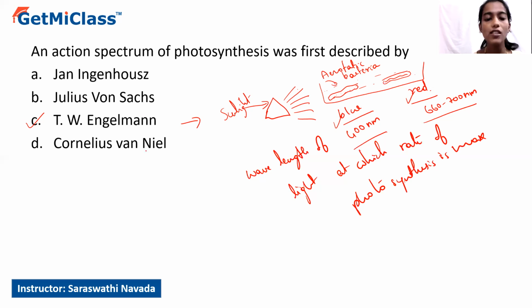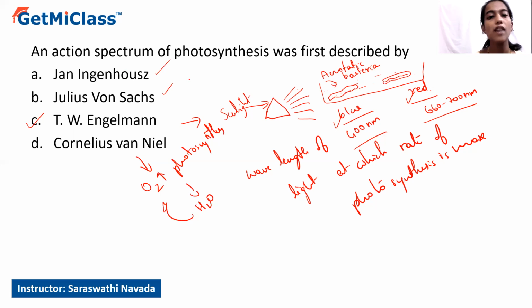Whereas Cornelius van Niel gave the idea that the oxygen evolved during photosynthesis comes from the water itself. So water is the source of oxygen released during photosynthesis, and that idea was given by Cornelius van Niel. Whereas Jan Ingenhouse said that sunlight is essential for photosynthesis, and Julius von Sachs demonstrated that starch is the product of photosynthesis, which can be produced in the presence of chlorophyll. So for the given question, option C is the correct answer.